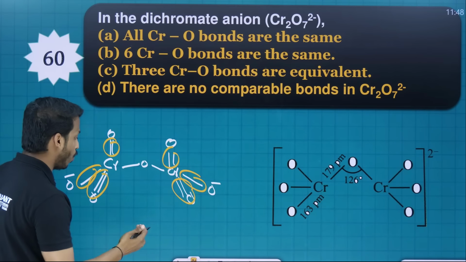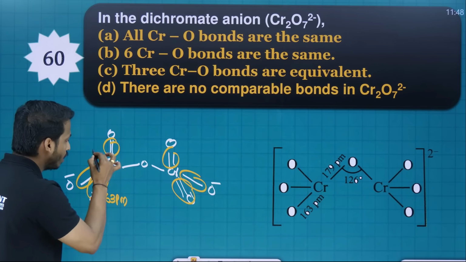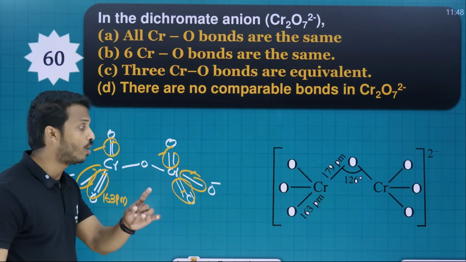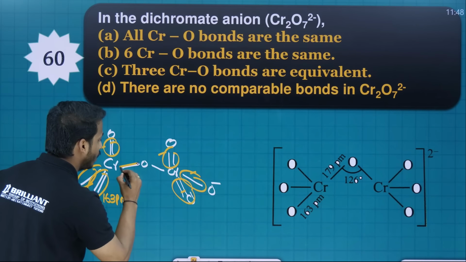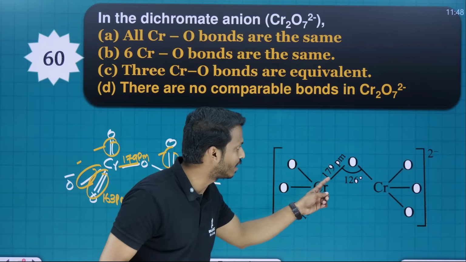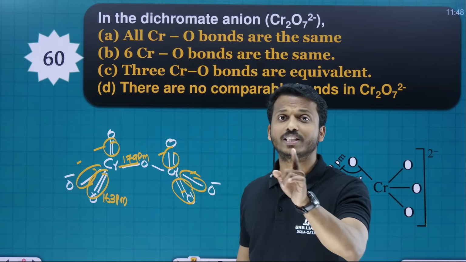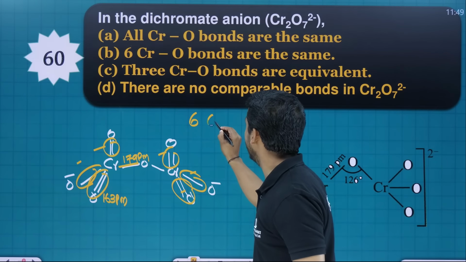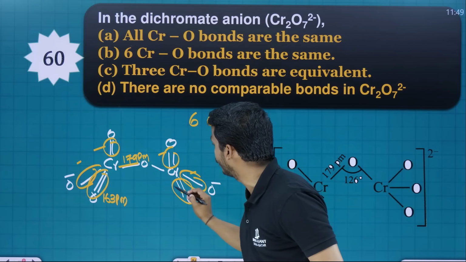The outside terminal bonds, these total 6 bonds, have a bond length of around 163 picometer, whereas the bridged ones are around 179 picometer. So in Cr2O7 2 minus dichromate ion, the 6 Cr-O bonds are equal in length, all 1, 2, 3, 4, 5, 6.